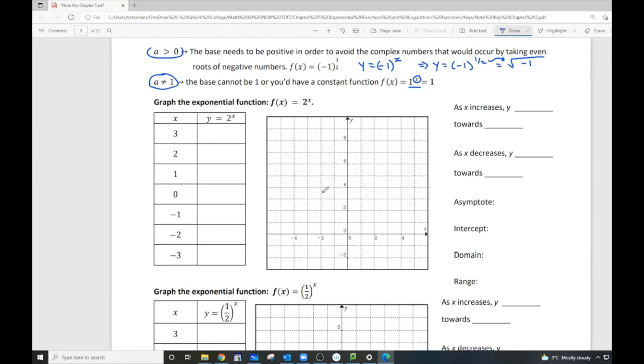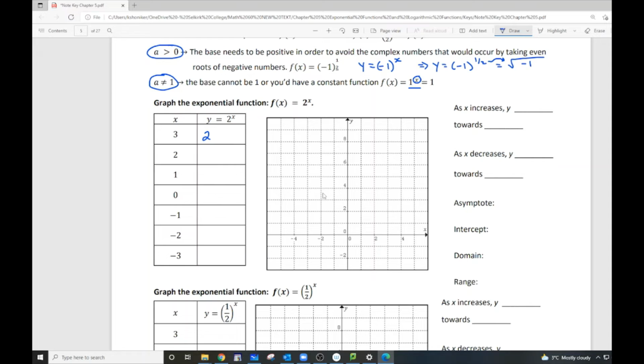So the first thing we're going to graph is y is equal to 2 to the x. In Math 60, to graph anything, you are allowed to use a table of values. So we're going to put in values like 3, 2, 1, and so on. So let's do it. y equals 2 to the 3 gives us 8. y equals 2 to the 2 gives us 4. y equals 2 to the 1 gives us 2. 2 to the 0 gives us 1.